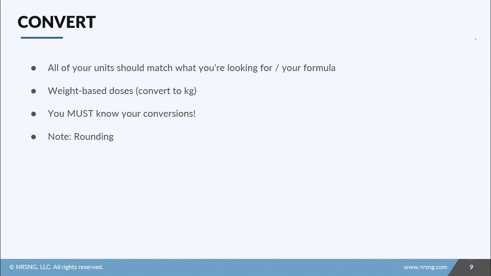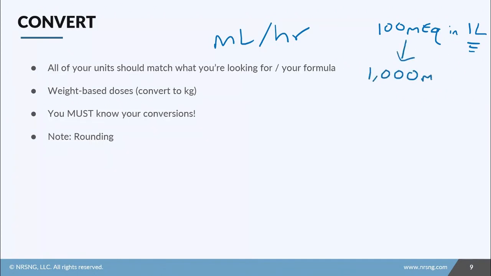If I'm looking for milliliters per hour, I need everything in those units. So my available amount was 100 milliequivalents in 1 liter. So I need to convert these liters to milliliters. So instead, now I know it's 100 milliequivalents in 1,000 milliliters. Again, we're just doing that conversion.